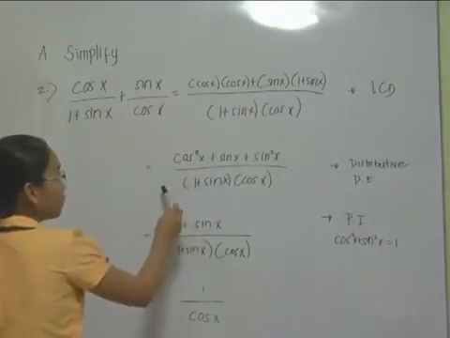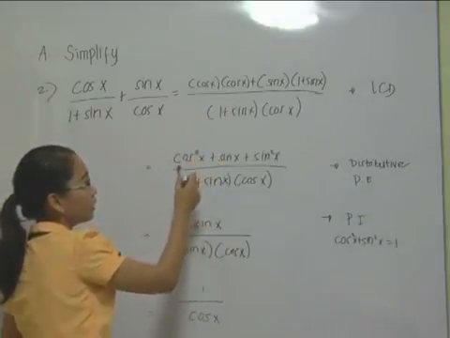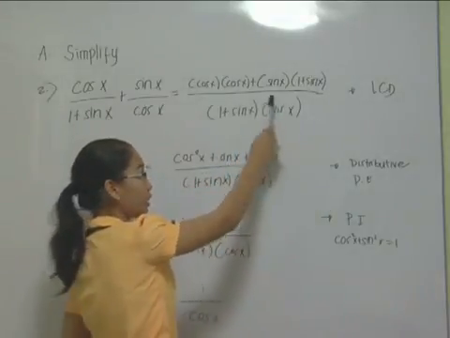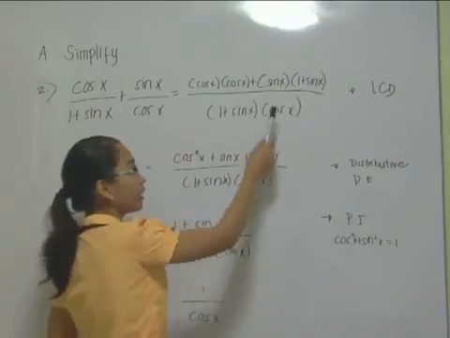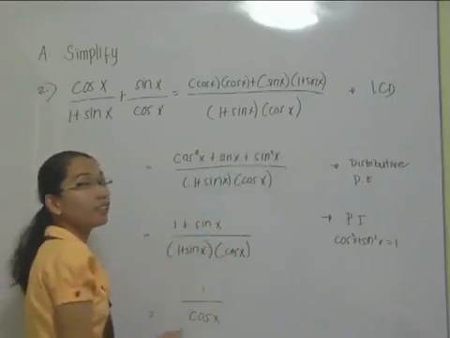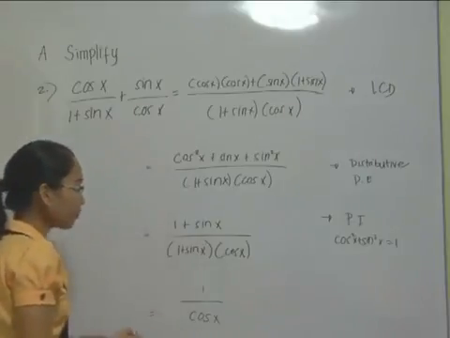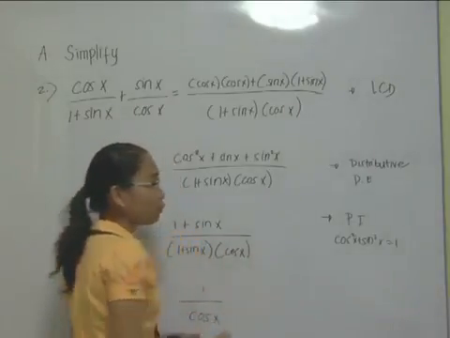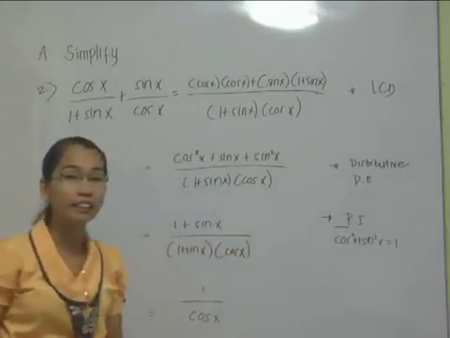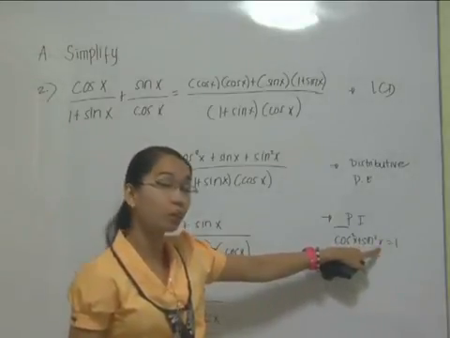Now we can distribute this expression. Cosine x times cosine x is cosine squared x, plus, by the distributive property, sine x times 1 is sine x, then sine x times sine x is sine squared x, over the copied denominator, which is 1 plus sine x times cosine x. Now, by the Pythagorean identity, cosine squared x plus sine squared x is equal to 1.